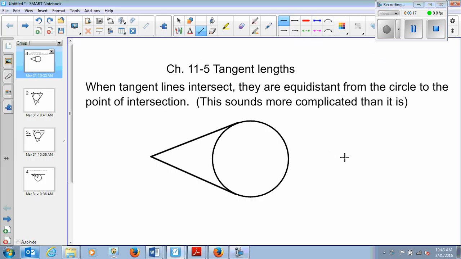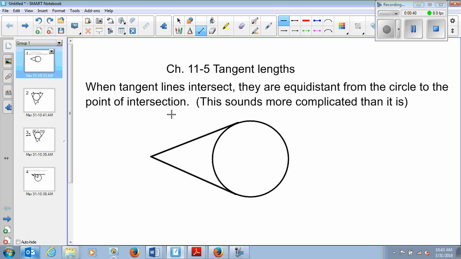Now, this would not be an example of a tangent line that I just drew there, because if I continue to extend that line, it would actually pass through the circle. And we don't want that. We want tangent lines just to touch the circle and then continue to go off and never touch the circle again. So these are tangent lines. They just barely touch the circle at one place.